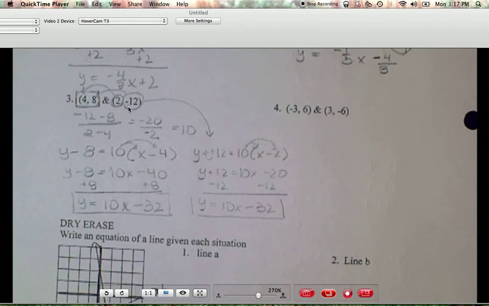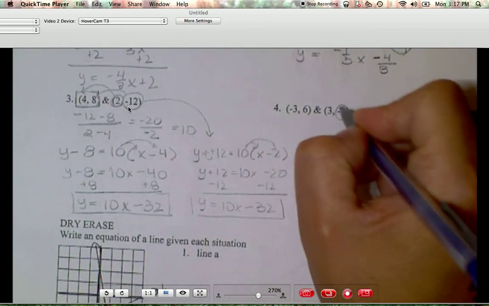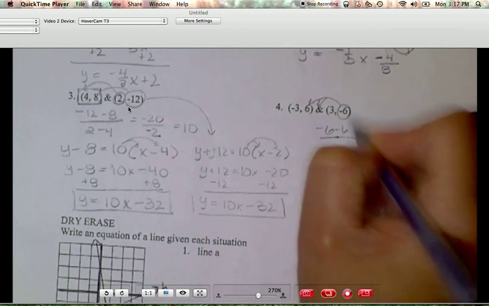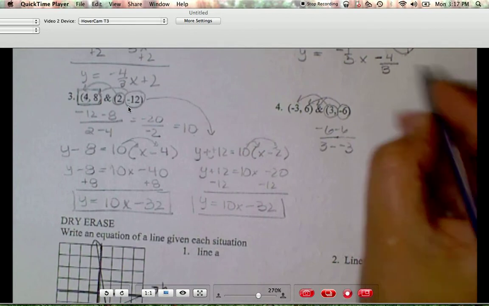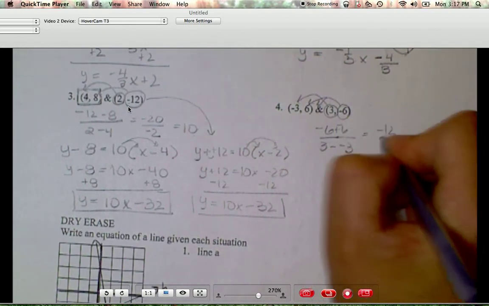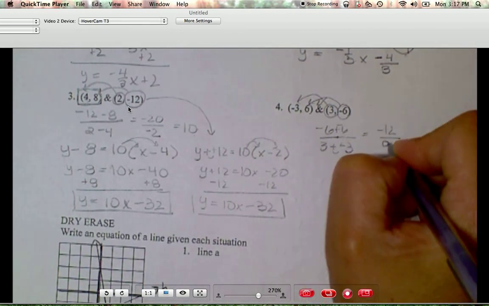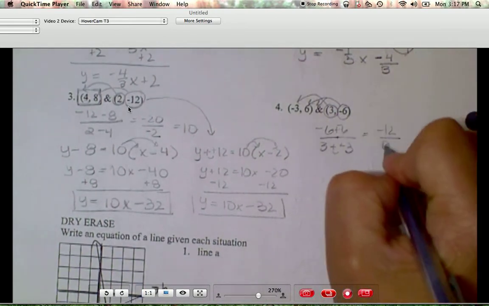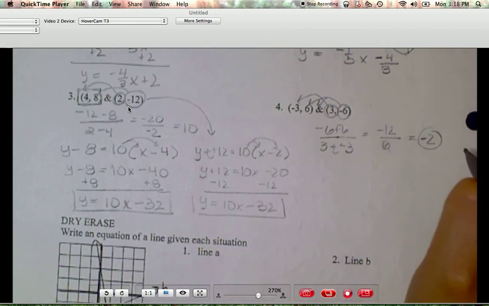Number 4, same steps still. Start by finding the slope: negative 6 minus 6, over 3 minus a negative 3. So on the top, negative 6 plus a negative 6 will give us negative 12. 3 minus a negative 3 will give us plus 3, which is 6. And negative 12 divided by 6 simplifies to negative 2. So there's our slope, negative 2.